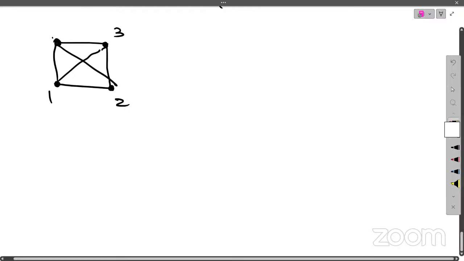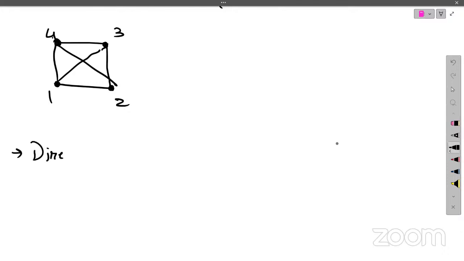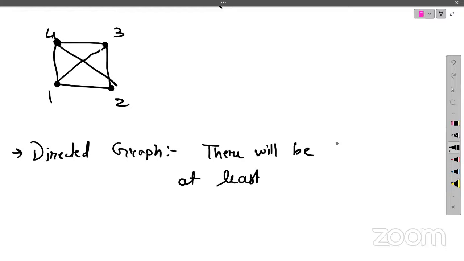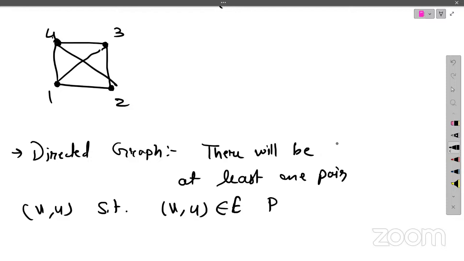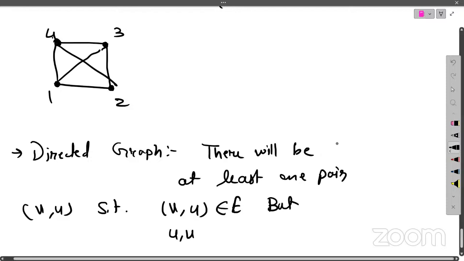In a directed graph, there will be one pair which does not satisfy the symmetric relation. So what is a directed graph? Directed graph means there will be at least one pair V comma U in such a way that there is an edge from V to U, but there is no edge from U to V. Okay, this is known to be a directed graph.